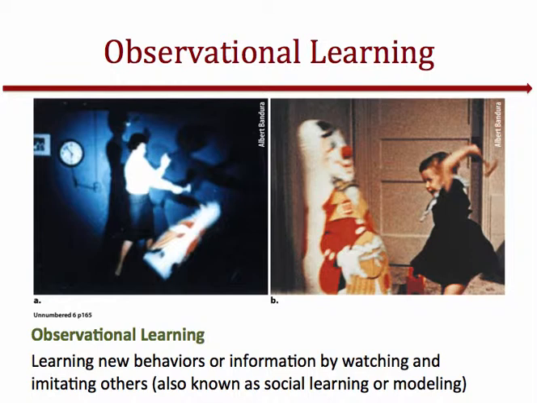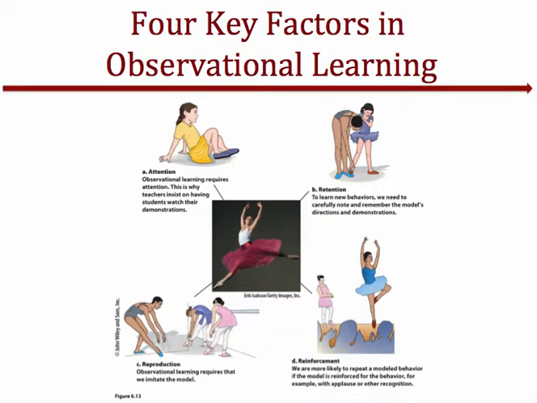And of course, this had a number of implications for the types of movies that we see and the types of video games that we play, because the question then becomes, well, does playing violent video games or watching violent movies result in similar behaviors in individuals? That is, does observational learning take place in those contexts as well?